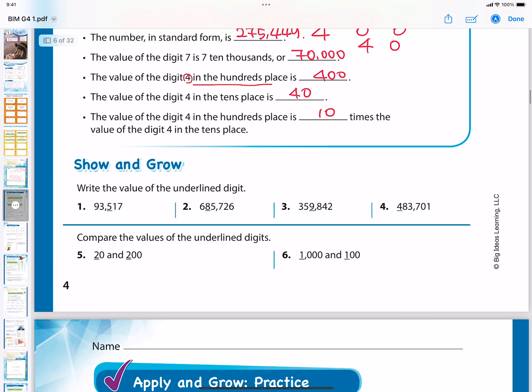Now show and grow. Let's practice. Okay, write the value of the underlined digit. I told you, just write down this number on top of it and count how many digits after. So the value of this 5 is what? 500. The value of this 8 is what? 8. And how many digits are after? Yes, 1, 2, 3, 4. So the value of 8 is what? 80,000.